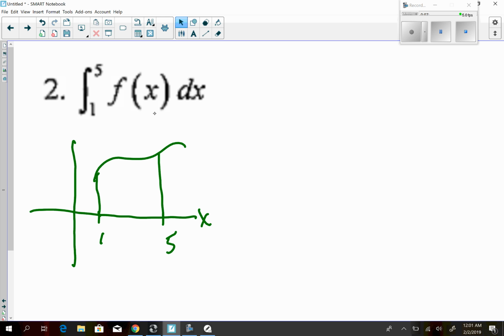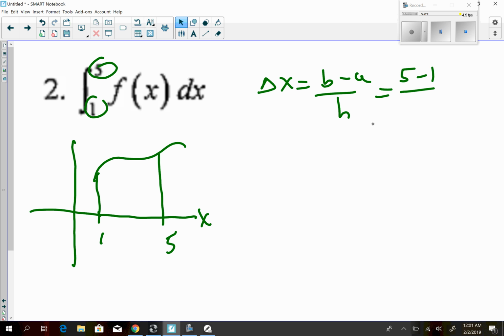So if we cut this up into right rectangles, the width of each rectangle has to be b minus a over n. B is 5 and a is 1. N is however many rectangles we need. So the width of every rectangle is 4 over n. That means the first rectangle is going to start at 1, and it's going to go to the starting x value plus the width.